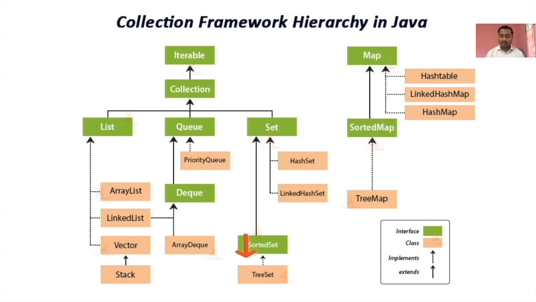TreeSet class implements the SortedSet interface. In TreeSet class, there is a default sorting based on the natural ordering of the elements. We can also customize the sorting. When we want to store elements as key value pairs, then we use Map.